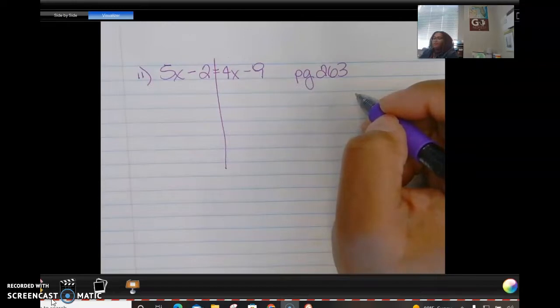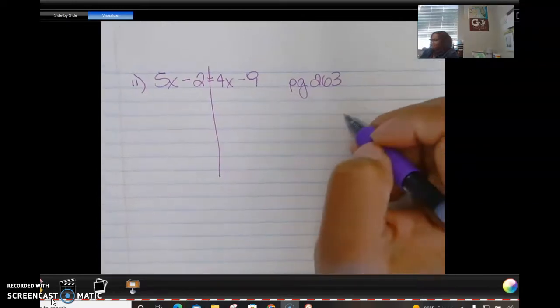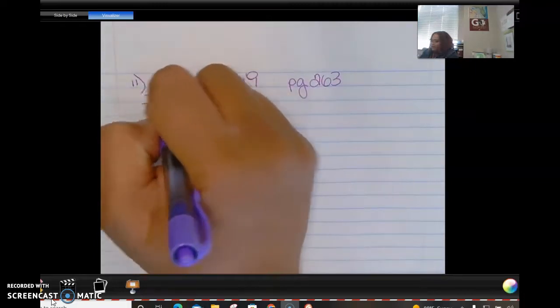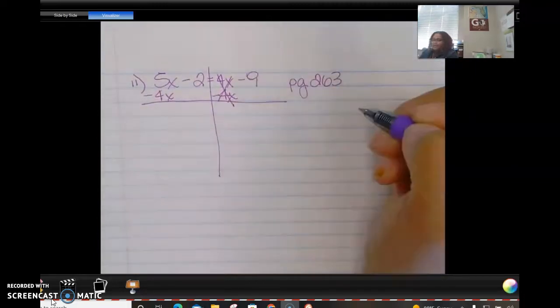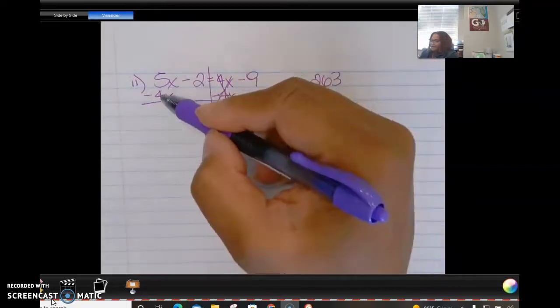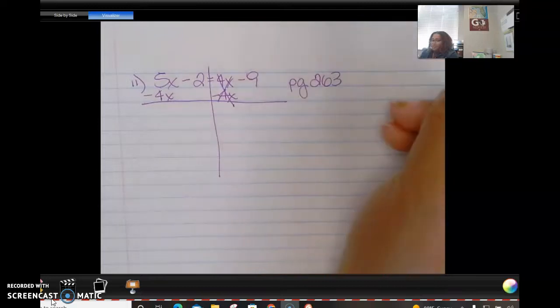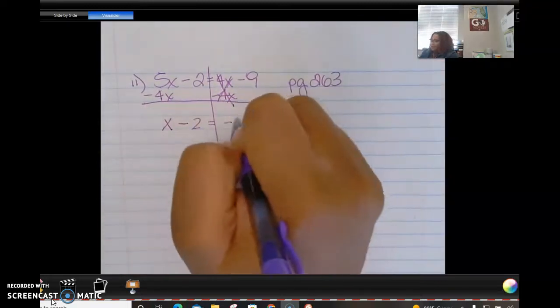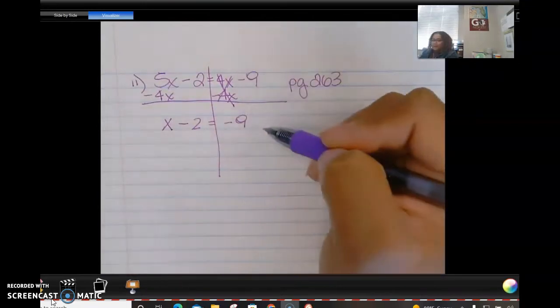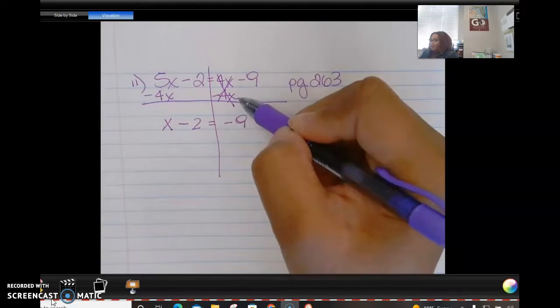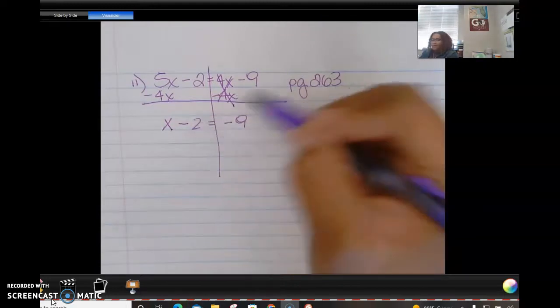So how do you get rid of 4x on both sides? Good. Minus 4x from both sides. These 4x's cancel out. 5x minus 4x is just 1x left, minus 2 equals negative 9, which is still on this side. Okay, next step, I started on the right with a variable. Now I need to start on the left with a constant.